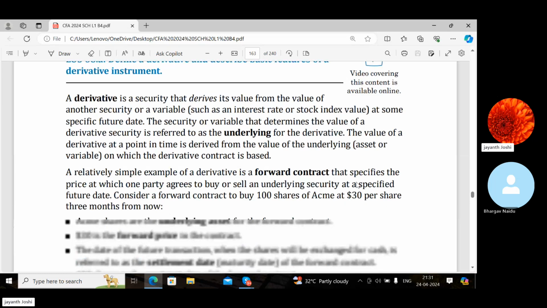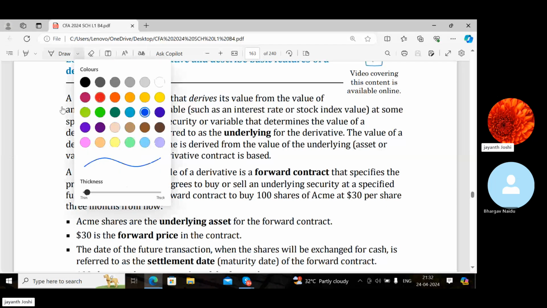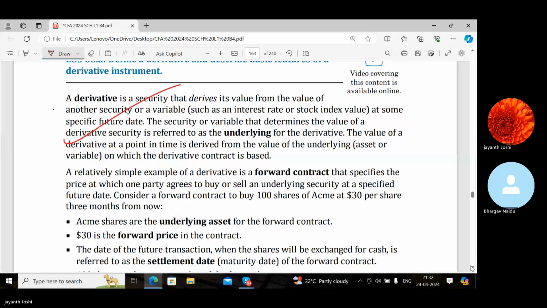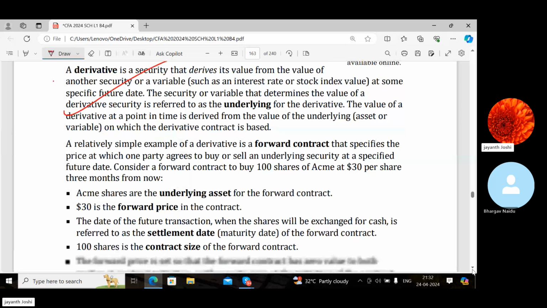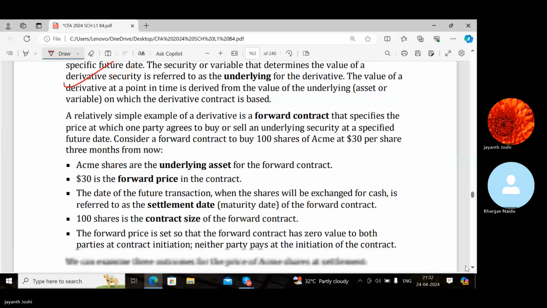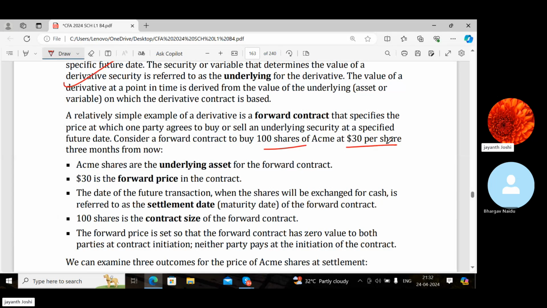So the first particular, like this is done. They have given some example. Consider a forward contract to buy 100 shares of Acme at $30 per share 3 months from now. So how many shares are supposed to be bought? 100 shares of Acme company. And what is the price fixed? $30 per share, and that too 3 months from now.